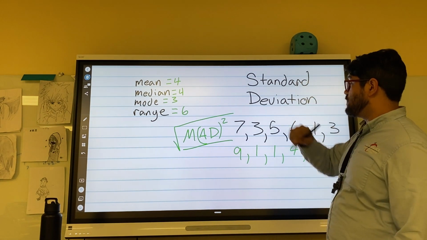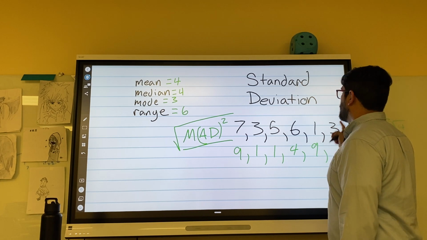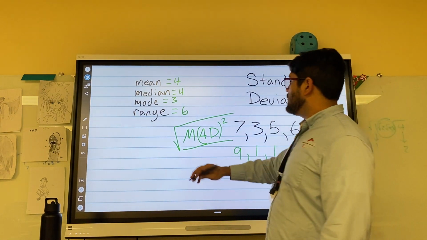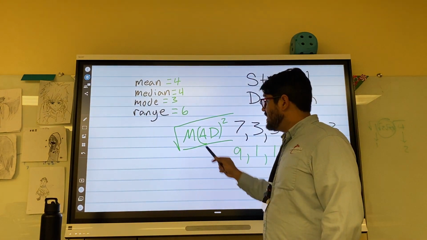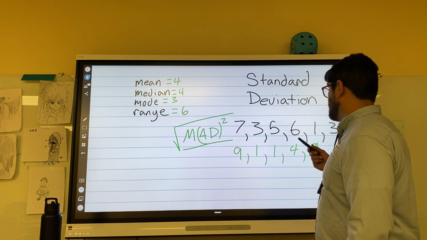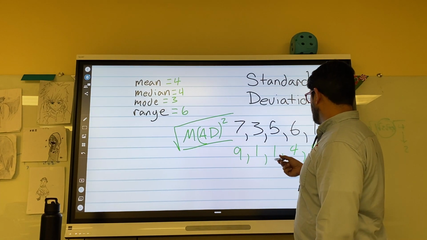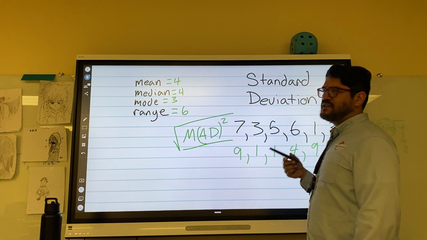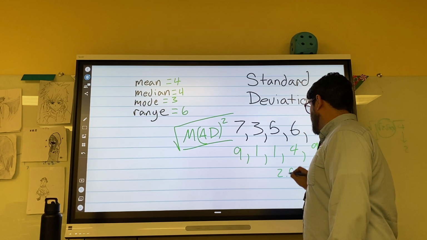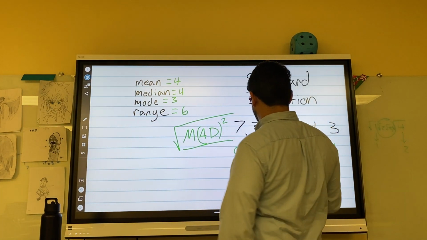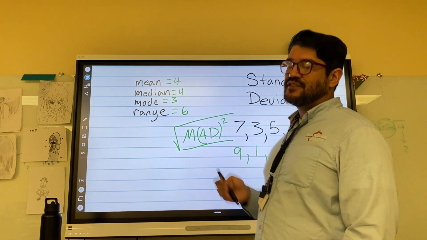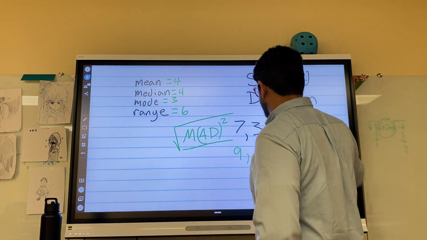How far is a 1 away from 4? That's 3. Square it, and you get 9. How far is a 3 away from a 4? 1. Square it, you get 1. So these are my numbers now. I have found the squares of the absolute deviations. Now I have to find the mean of the squared absolute deviations. So I add these up and divide by 6. I get 10, 20, 26. 26 divided by 6. My last step is to square root this. So I square root this, and that's my final answer. The square root of that is the standard deviation in this data set.